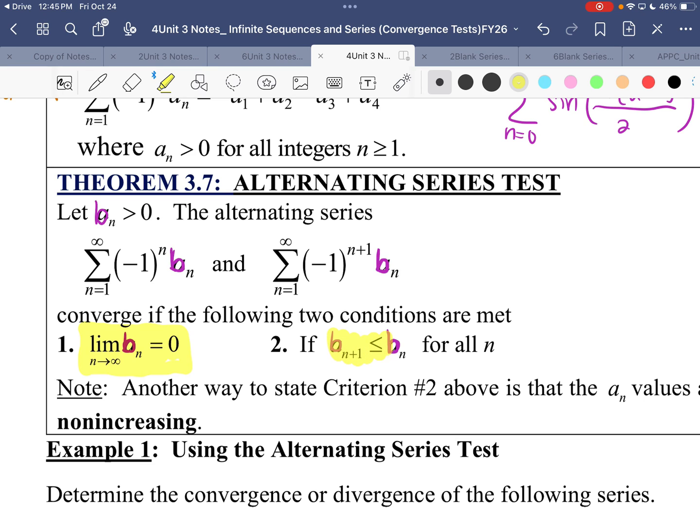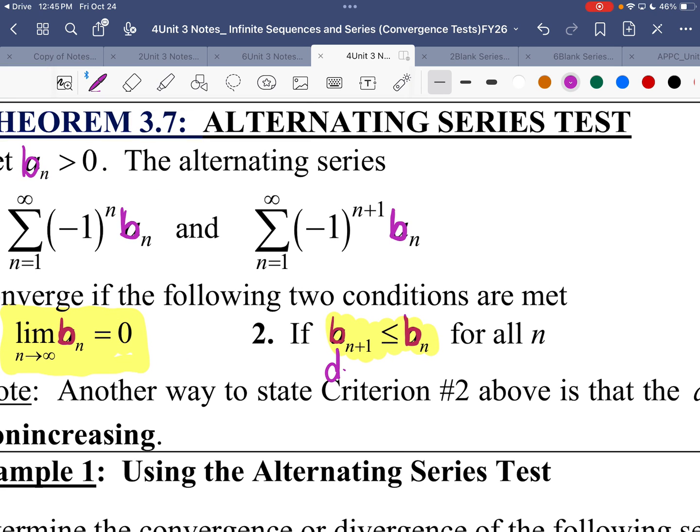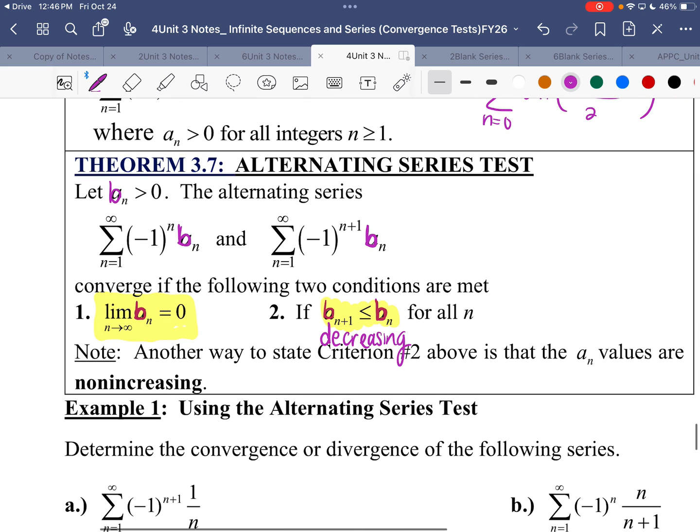And what is this part? What do you think this part's telling you? Decreasing. So as long as the limit is 0 and it's a decreasing function, then it would be converging. If either part of these is not true, then it's inconclusive. It's not diverging. The limit has to equal 0.